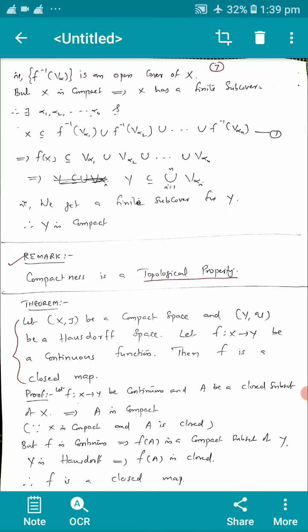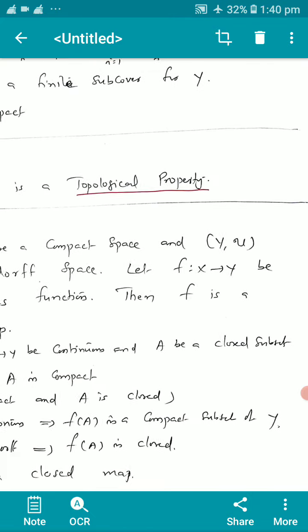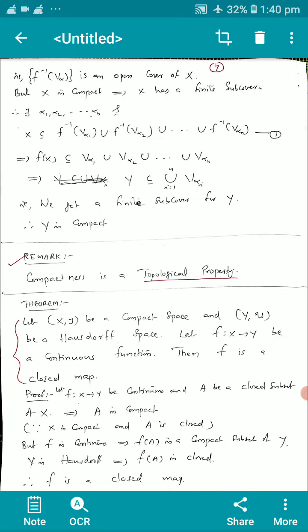Next theorem, the last theorem in this video. Let X be a compact space and Y be a Hausdorff space. Let f from X to Y be a continuous function, then f is a closed map. You can use the results we have proved here to prove this particular theorem. Proof: let f from X to Y be continuous and A be a closed subset of X.